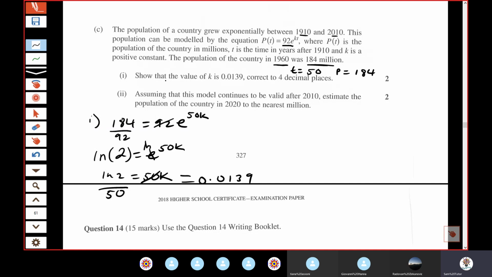The reason why that's a show question rather than a find question is that if you couldn't show it, at least you got the answer, and you could still get full marks for the next part.